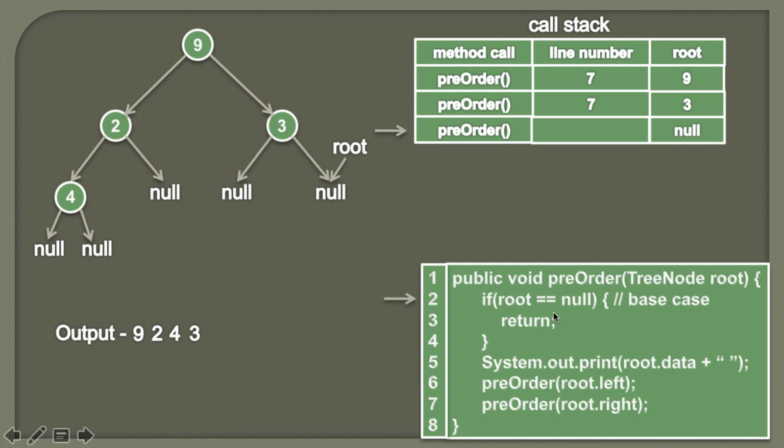Then we'll check whether root is equal to null or not. Currently root is equal to null. Therefore we have reached our base case. So we'll simply return out from this method. When we return from this method, it will be removed from the call stack, and the execution point will reach the method which called this method.